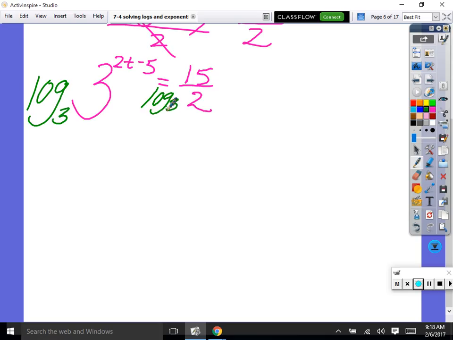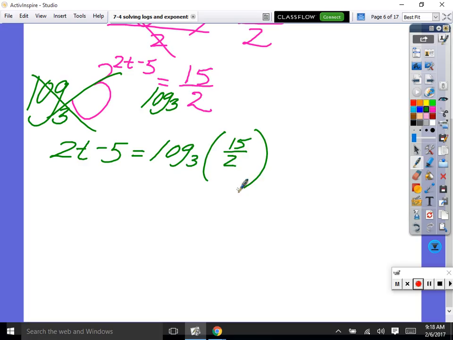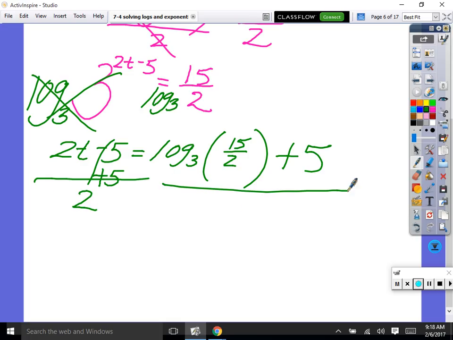So let me show you what would be expected. 2t minus 5 equals log to the base 3 of 15 halves. True? Now what's my next step? Good, add 5 to both sides. You're good, I knew what you meant. And then what would you do? Divide both sides by 2. So t is equal to that, and then also the decimal answer. Okay, so see if you can type that in and get the right decimal.